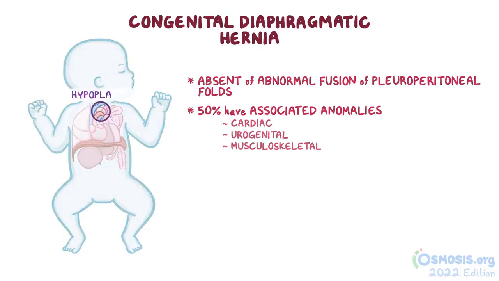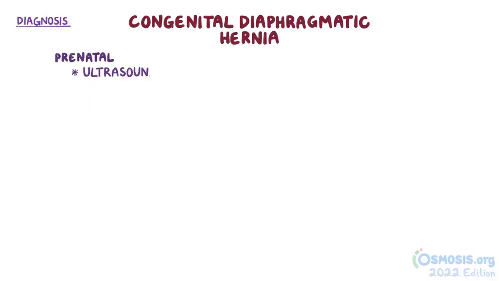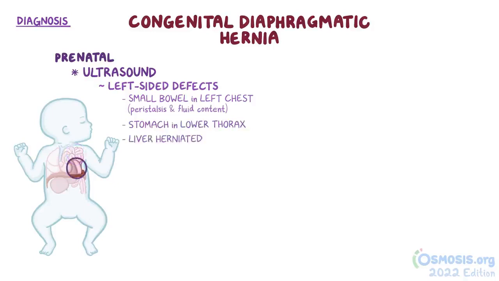Diagnosis for congenital diaphragmatic hernias is prenatally done by ultrasound. Left-sided defects are characterized by the presence of the small bowel in the left chest, which is distinguished from other lesions by its peristalsis and fluid content. The fluid-filled stomach may be absent from the abdomen, and it might be displaced into the lower thorax next to the left heart. A portion of the liver may be herniated as well, appearing as a homogeneous dark mass in the chest.